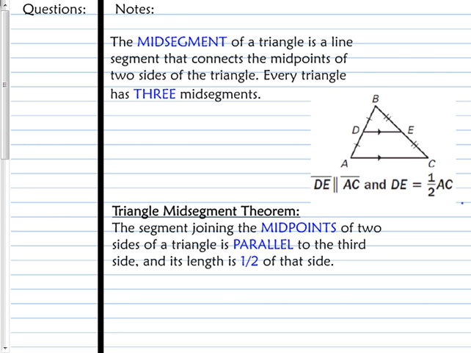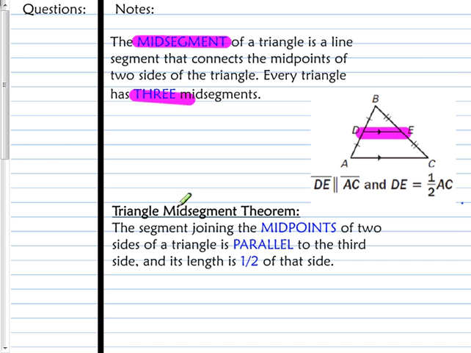The midsegment of a triangle is a line segment that connects the midpoints of two sides of the triangle, and every triangle has three midsegments. Now in this example, they've only noted one, they've noted DE, but actually every triangle has three of them.